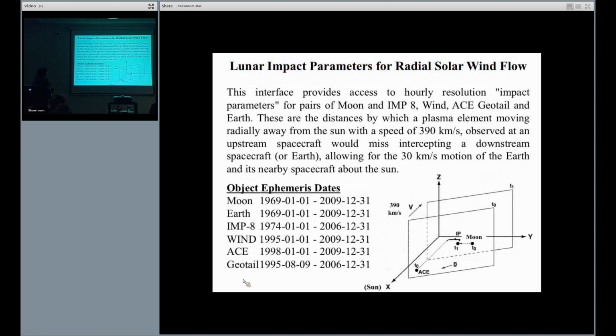We also have an activity to calculate impact parameters. So if you're interested in the relationship between upstream solar wind monitor data, so here's ACE, Advanced Composition Explorer, out at the L1 Lagrangian point, and you want to know how far it is offset from the moon at any particular time. So we have a database of calculated offset, or what we call impact parameters, for that. So you can pick the upstream monitor that would have the smallest impact parameter and would have the best correlation to the position of the moon at that time to do analysis.